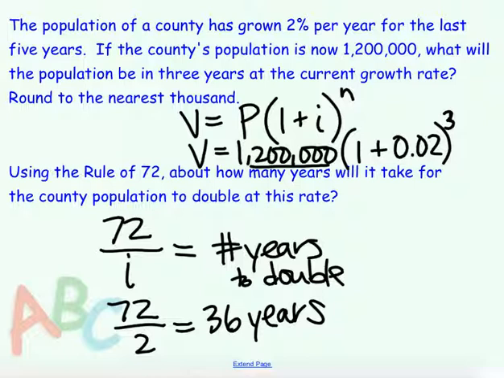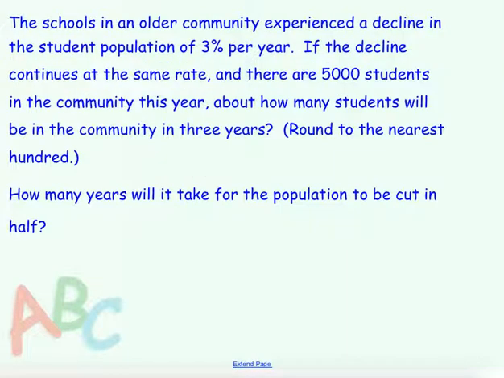All right, let's look at another example. Here we go. The school in an older community experienced a decline in student population of 3% per year. If the decline continues, and there are 5,000 students currently, how many students will be in the community in 3 years? So we're going to use that same formula.